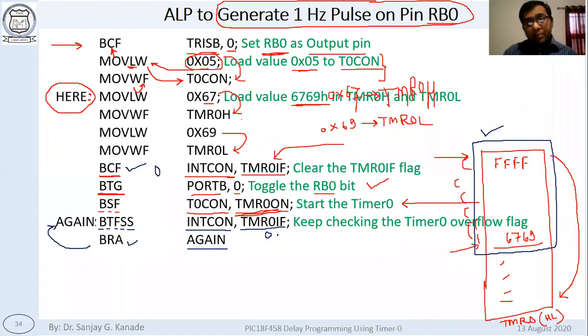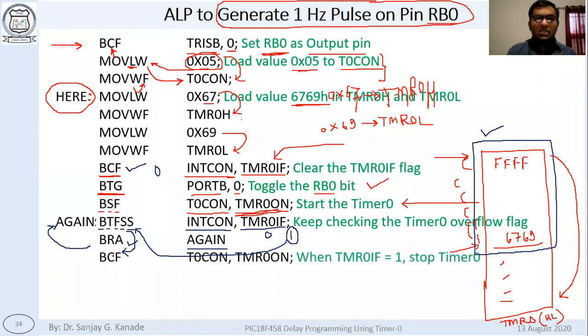And when this bit becomes 1, what will happen? It says skip the next instruction. So the next instruction is this. So we will directly jump here and we will execute the next instruction, which should now be clearing the TMR0ON flag, means stopping the timer, right?